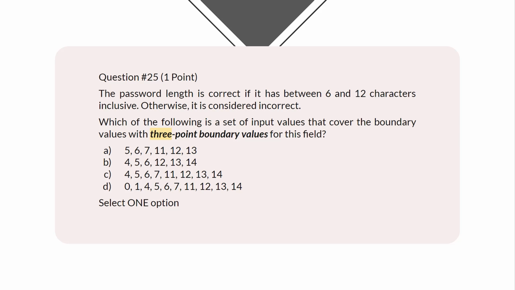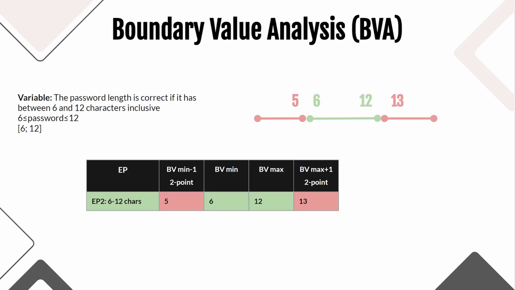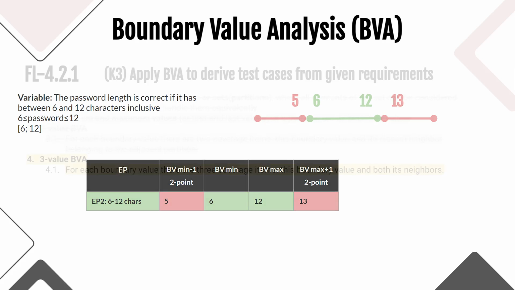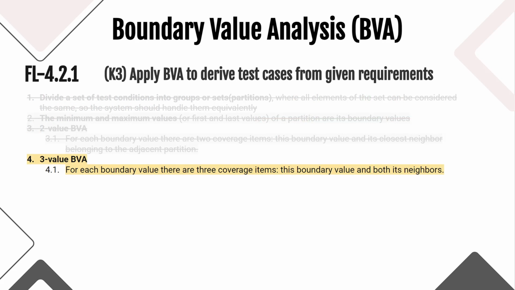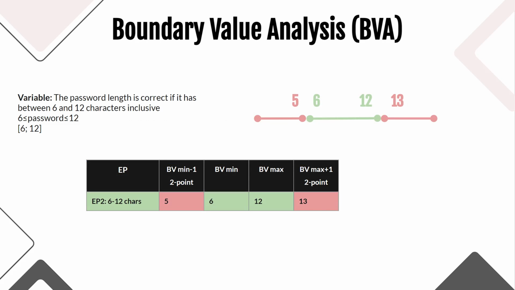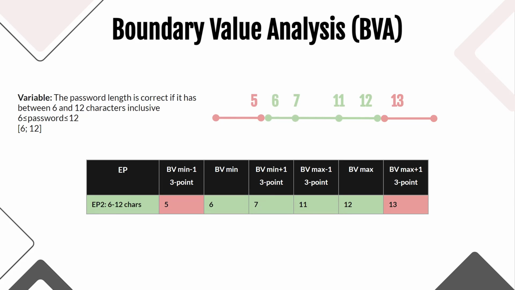Most students have problems with 3-point boundary values, and at first glance everything is simple and clear. The first 3 steps are the same as with 2-value BVA, and we have already passed them and are moving to the last step. For each boundary value, there are 3 coverage items: this boundary value and both its neighbors. When we used 2 BVA values, we selected only one neighbor of the boundary value. This time we need to select values on either side of the boundary values. The result is 2 additional values, 7 and 11. 6 BVA values in total.